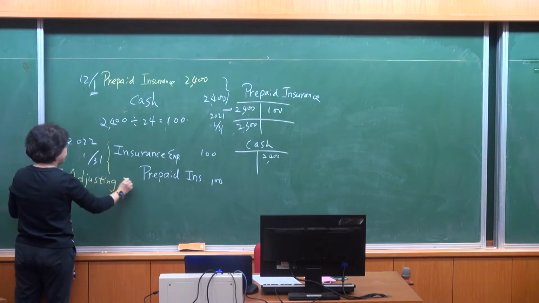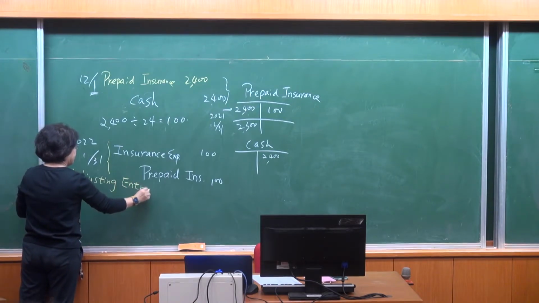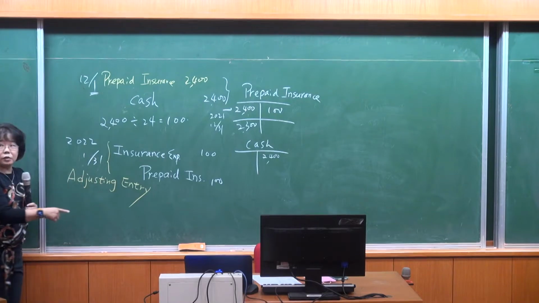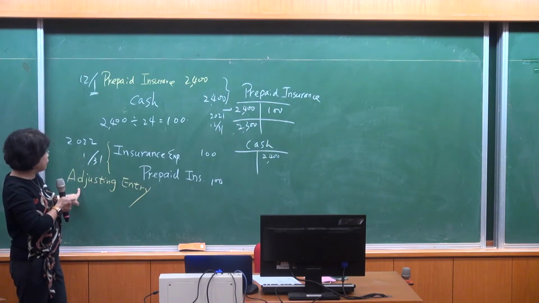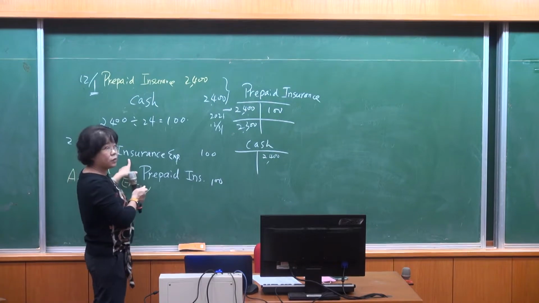Remember this word, 调整分录, adjusting entry. Adjusting entries only happen on the last day of the accounting period. 调整分录的日期永远是那个期间的最后一天, always the last day. There might be four or five adjusting entries. 可能你那天调整好几个，那的 they all have to have the same date. Okay? After you do the adjusting entry, you need to do the posting again.